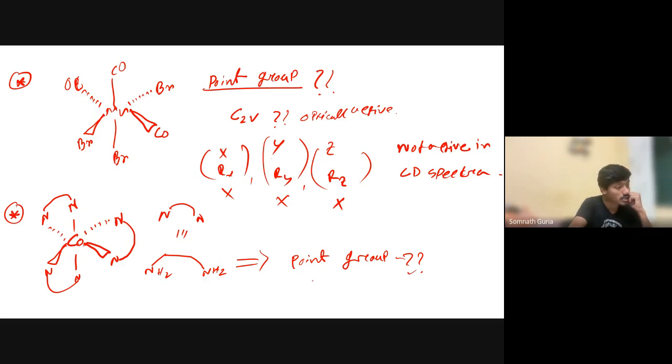D3. D3 means we said that the point group having only Cn or Dn is only active in CD activity. So this is also CD active. Okay, and now our question will arrive.